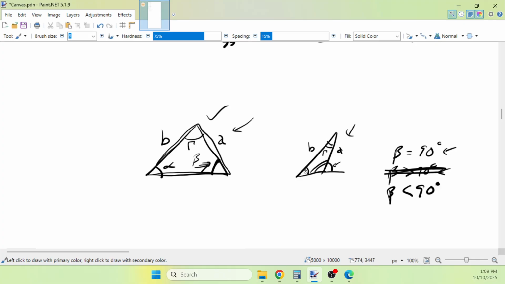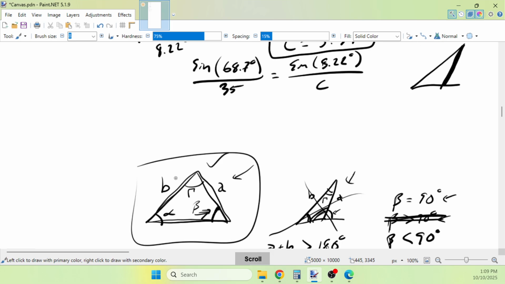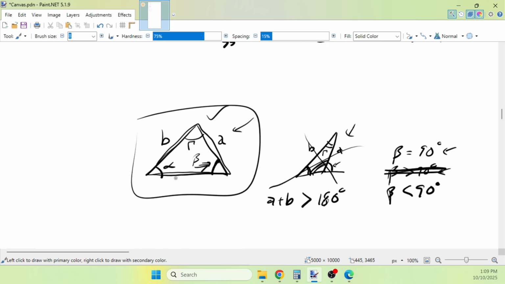Or the other option is that when you try and add alpha and beta together, you get above 180 degrees, and that tells you that this triangle is not possible. There's only one, and it's the one that you get from the law of sines. Okay, so there's kind of this flow chart you have to go through where you do the law of sines.